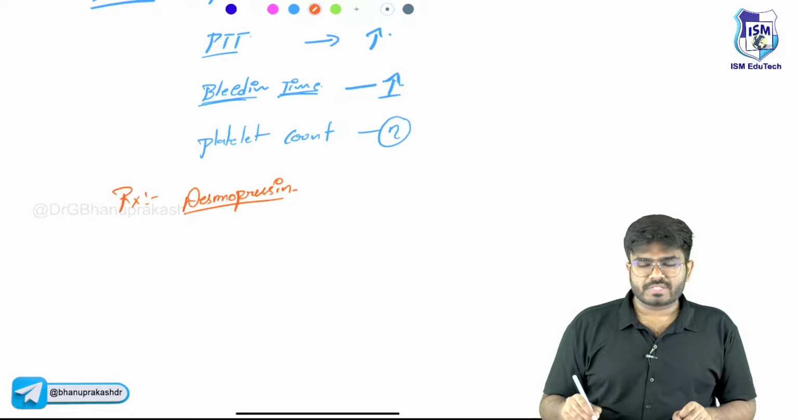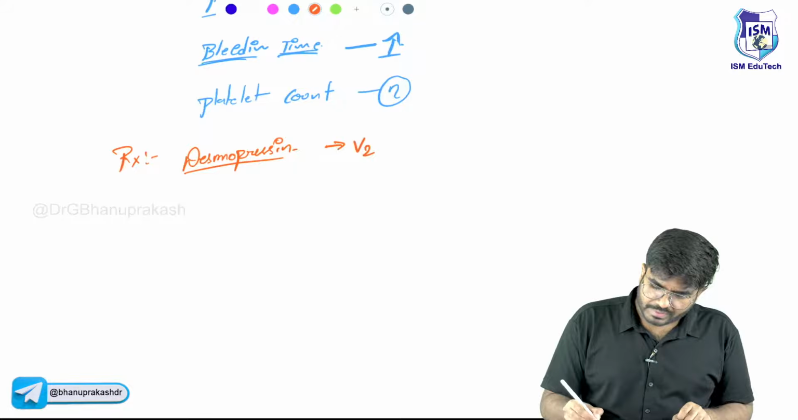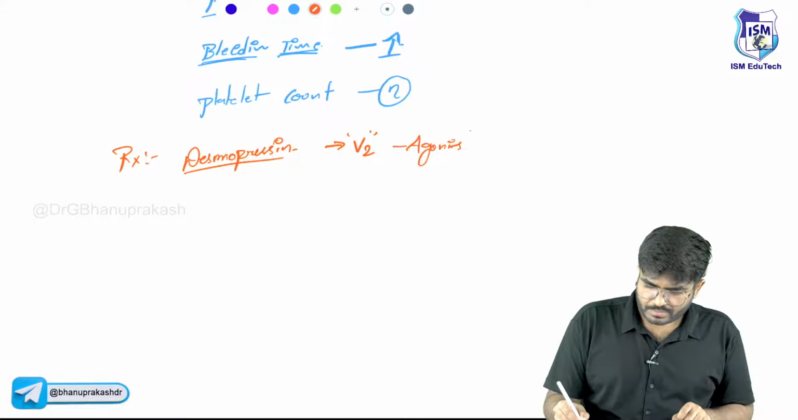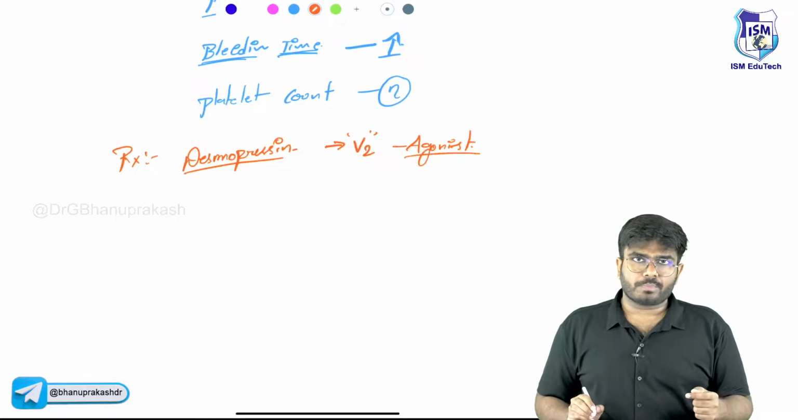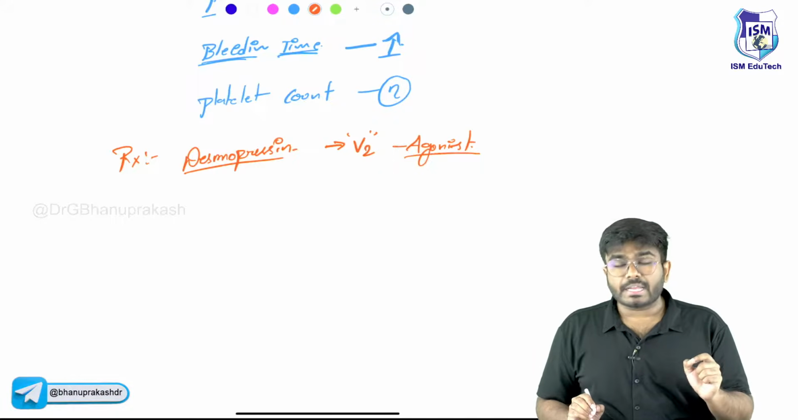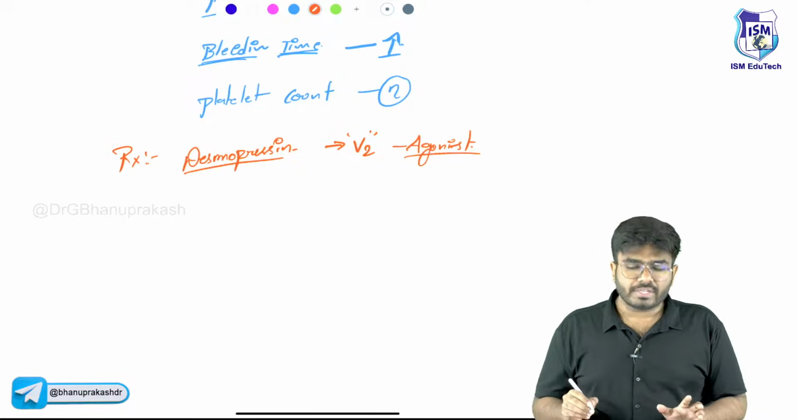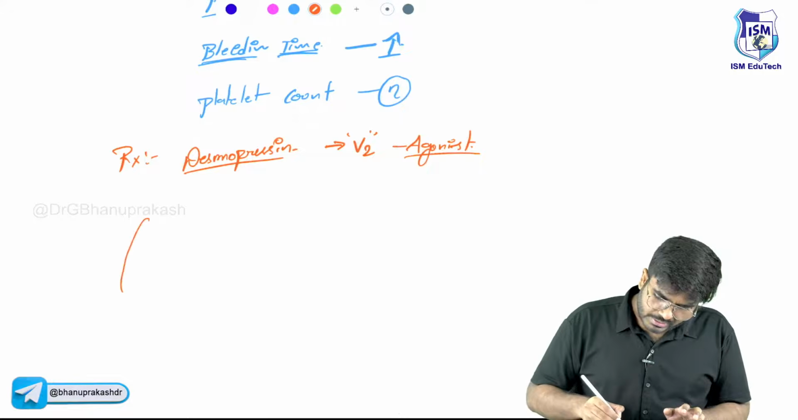So what is this desmopressin? See, desmopressin is a V2 receptor agonist. V2 receptors are the receptors of antidiuretic hormone. Now, why we are stimulating the V2 receptors is because you guys need to understand.